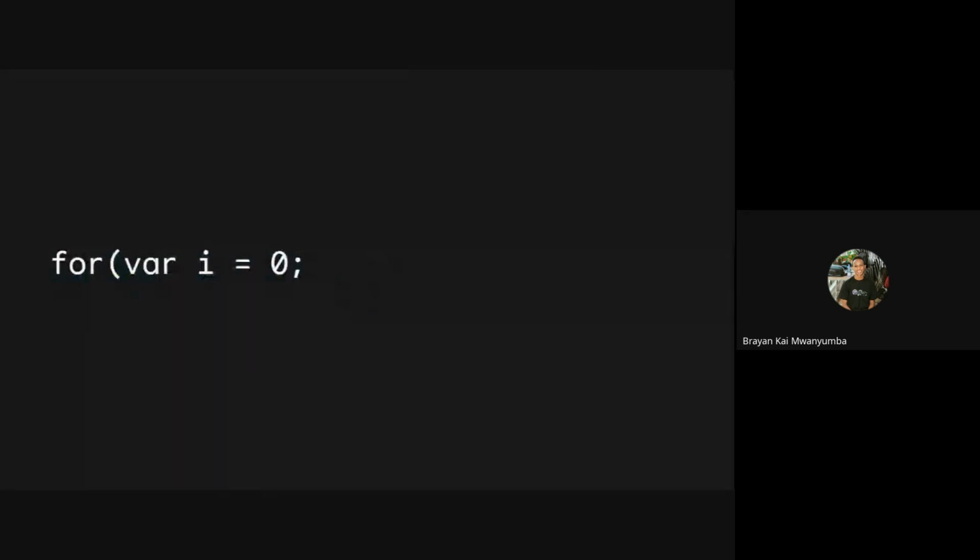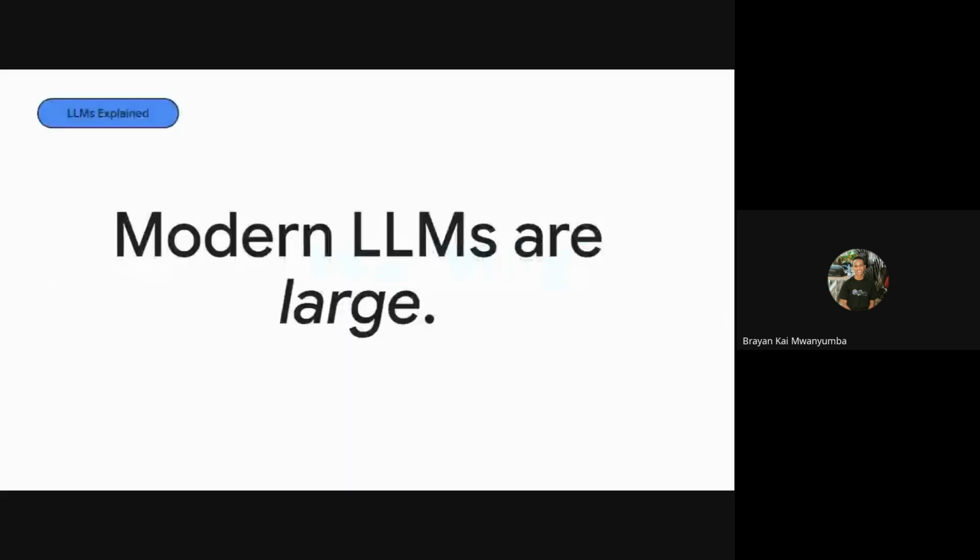We've also seen it with code, when you want to generate code with generative AI. Once you're writing a for loop, it will automatically autocomplete that part. What makes modern LLMs different is that they are large, built at scale. Tons and tons of data have gone into making what we now call modern LLMs. So they're pretty much large.